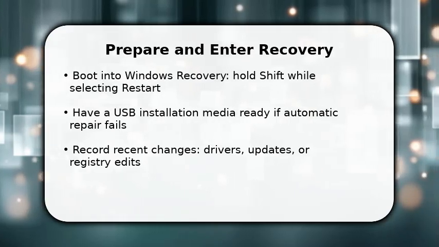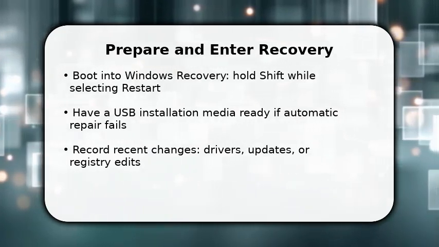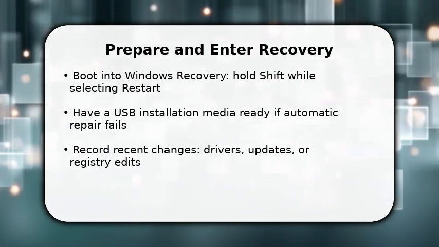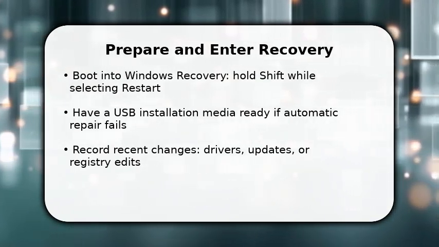You start by forcing Windows into recovery mode. Hold Shift and click Restart, or interrupt boot 3 times. Once there, select Troubleshoot and Advanced options to access Startup Repair and Command Prompt. Make sure to ready a Windows USB installer now.